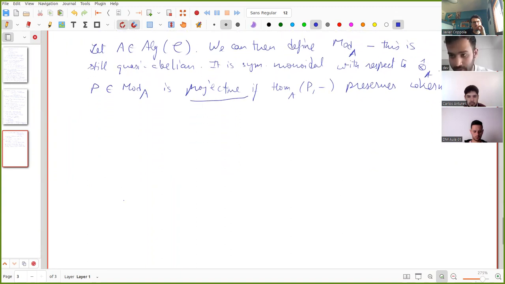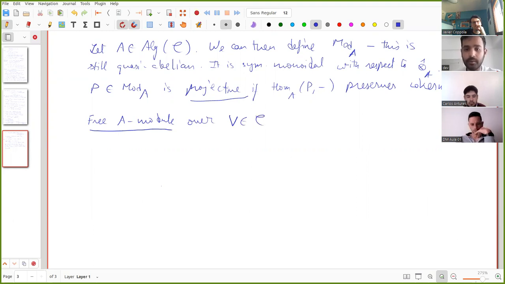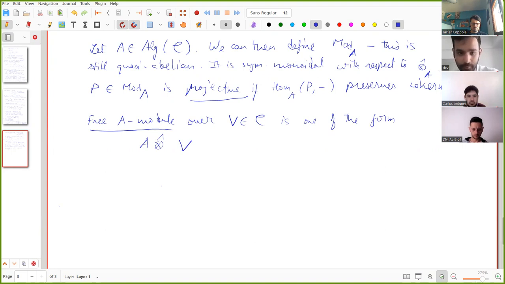Okay, so that's what a projective module is. You might ask, what is a free module? Because those are the objects which are easier to deal with. So a free A module over some, let's say, V inside C is one of the form A completed projective tensor product with V. So these are the free modules.